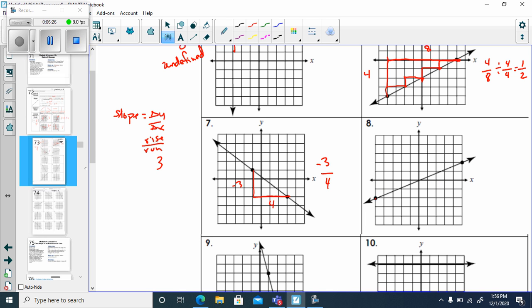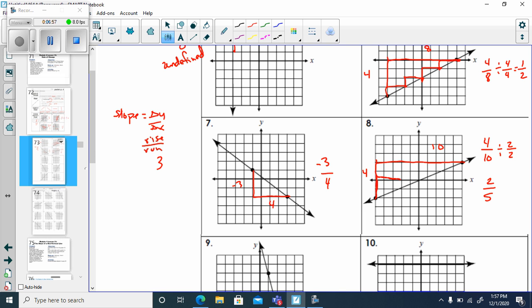From there to there, I am going up 1, 2, 3, 4. I went up 4. And I'm going over 1, 2, 3, 4, 5, 6, 7, 8, 9, 10. Okay? Up 4 and over 10. If I reduce this, take out 2 over 2, I come away with 2 over 5. My slope is up 2 and over 5.